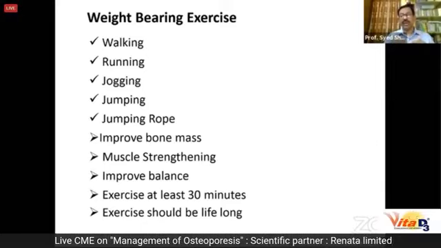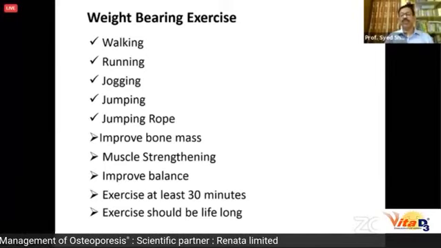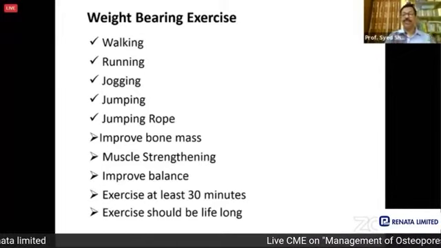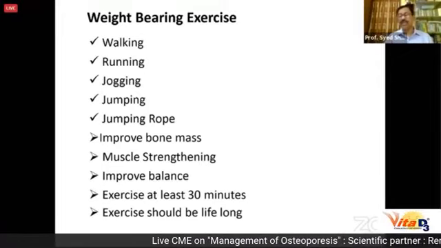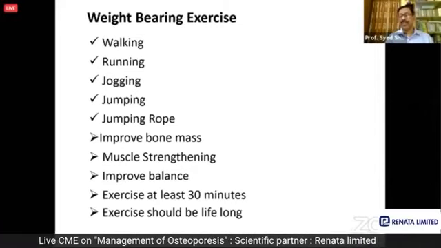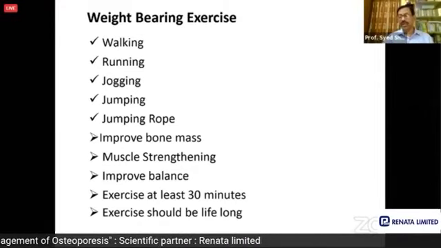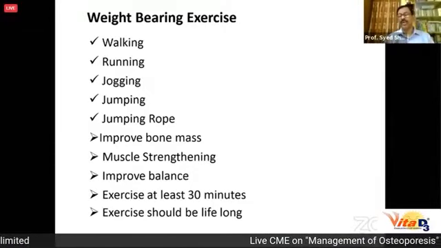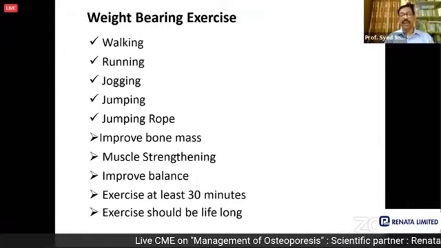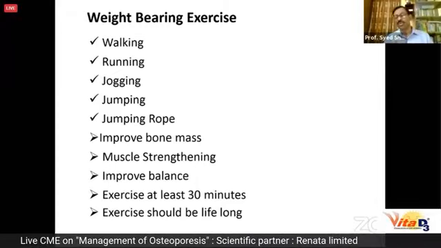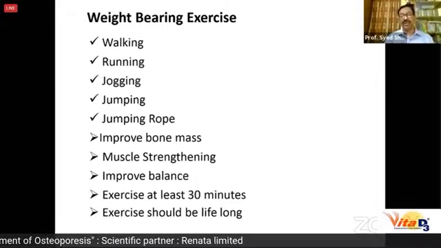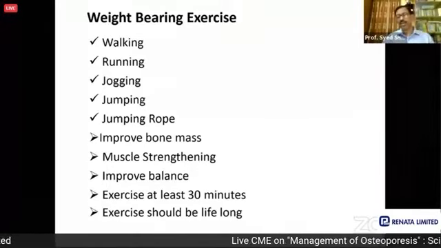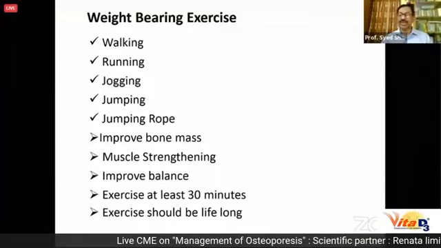What does weight-bearing exercise do? It improves bone mass and directly stimulates osteoblasts for new bone formation. Muscle strengthening exercise, especially stretching exercise, carrying weight in the hands, or resistance exercise: the muscle attached to the bone is stimulated and new bone formation occurs. It also improves balance so that the person cannot fall easily. Don't stop your exercise. If you stop exercise, bone mineral density will suddenly fall.